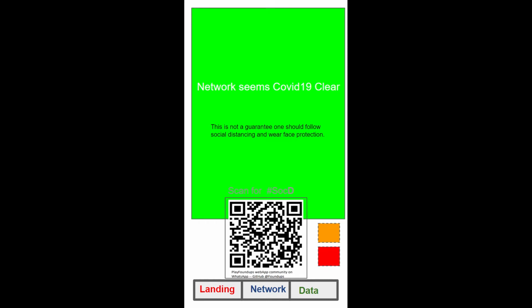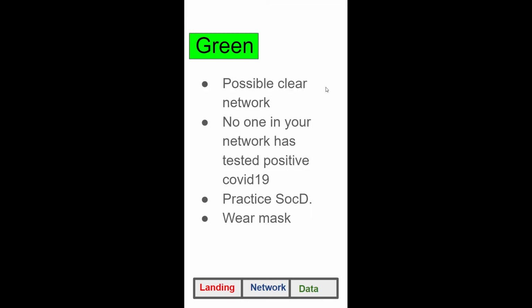All right. So here is the SonicD social distancing app. This is how simple it is, right? The default here is green. What does that mean? It means that it's possibly clear. You don't know. There's no one who has been detected, no one has tested positive for COVID-19. Practice social distancing. Obviously, wear a mask whenever possible.